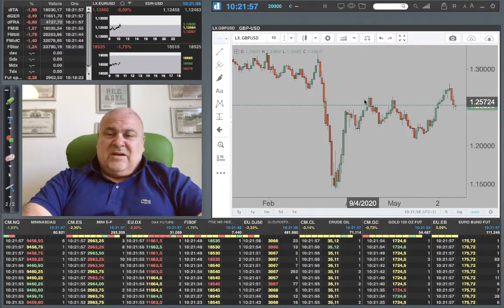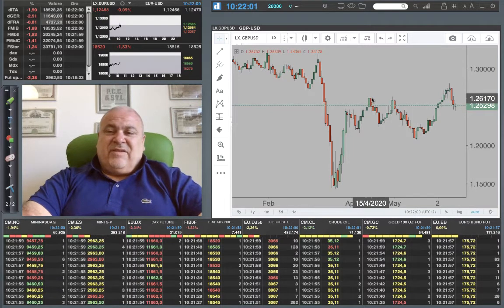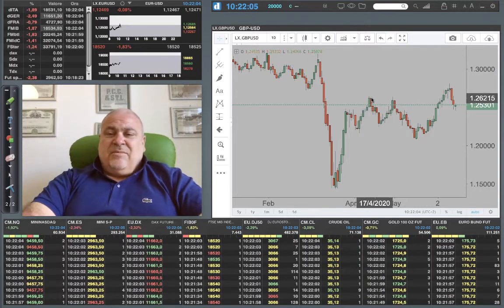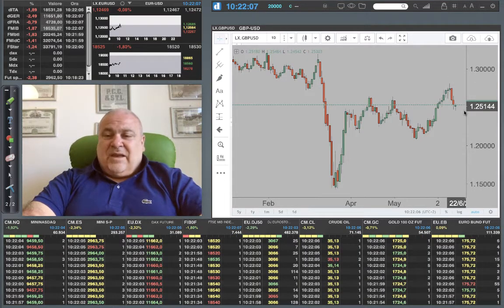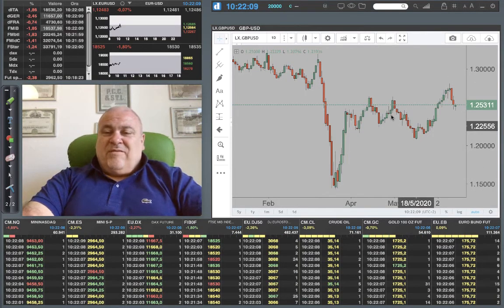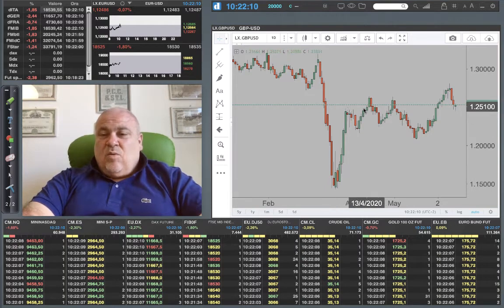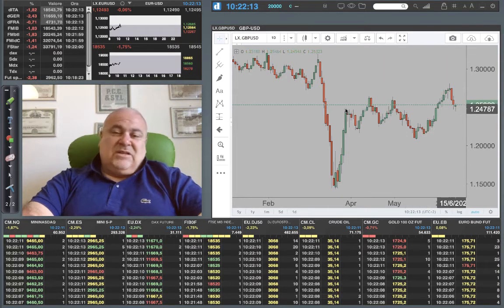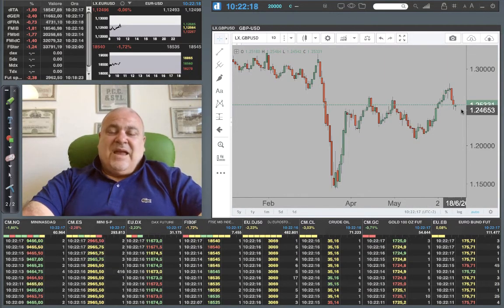So we had here the overtaking of this level that is 1.26 and something, and the market went up, but then it is coming again to 1.25, which we can consider 1.24.7, 1.25. We can consider this the main support that we can have here.